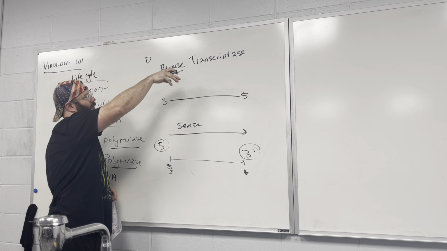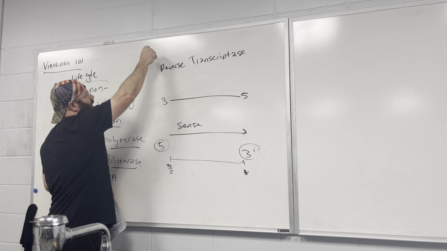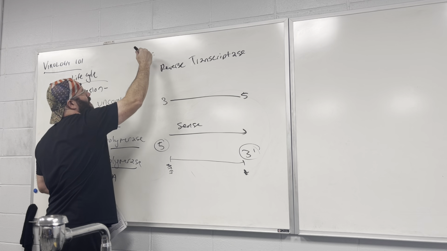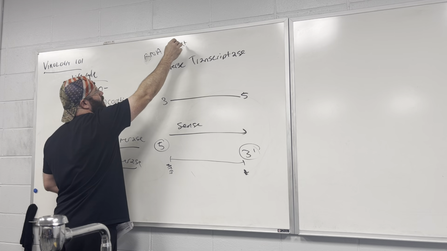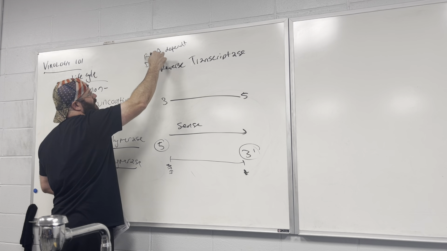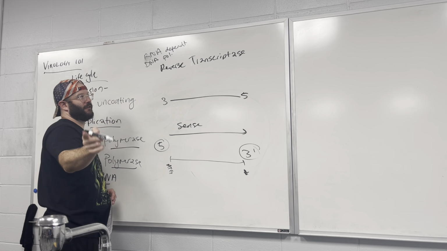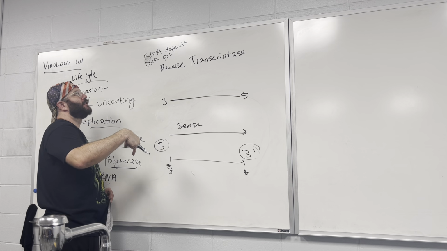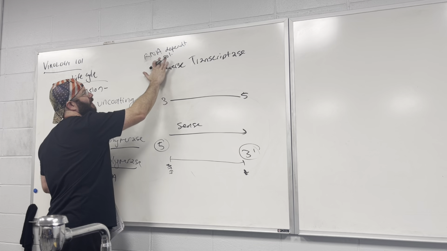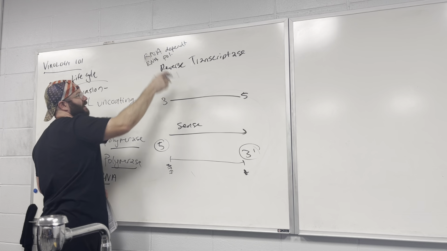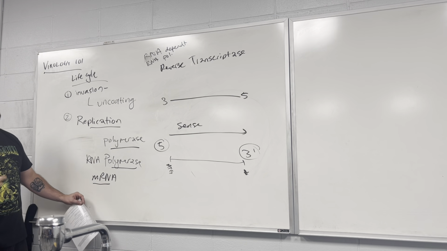There's different types of reverse transcriptase. If it's an RNA-dependent DNA polymerase, that's one type of reverse transcriptase. So it takes RNA and it can make DNA. There's also an RNA-dependent RNA polymerase, which can also be called a reverse transcriptase.